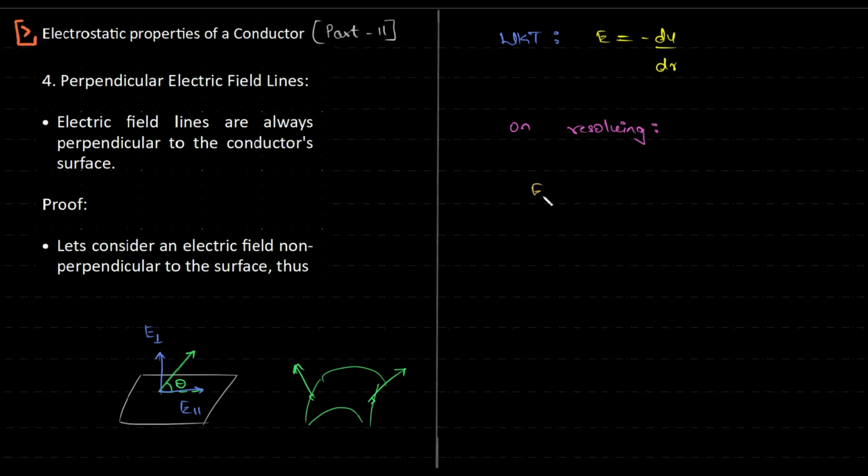what do we end up with? Minus dV perpendicular and dV parallel, and d perpendicular and d parallel. My bad, parallel and perpendicular.